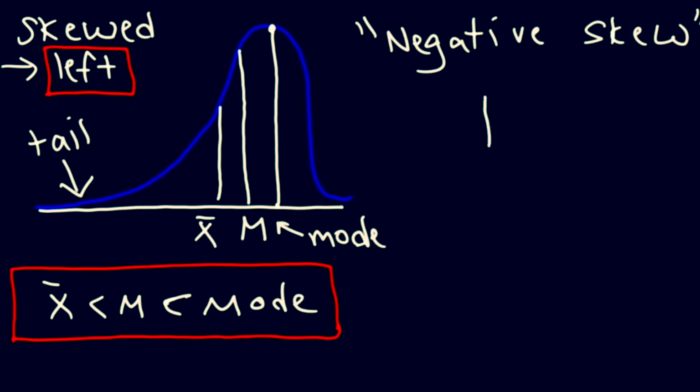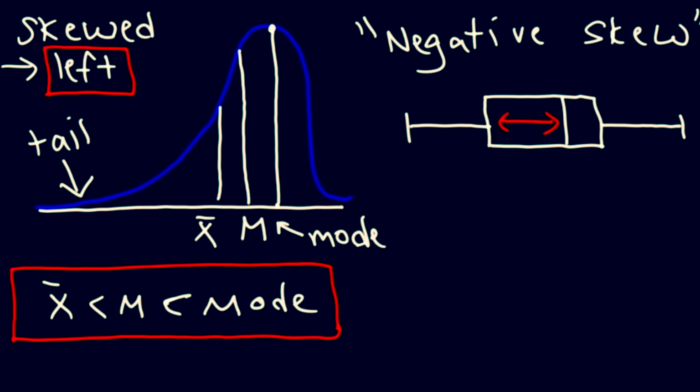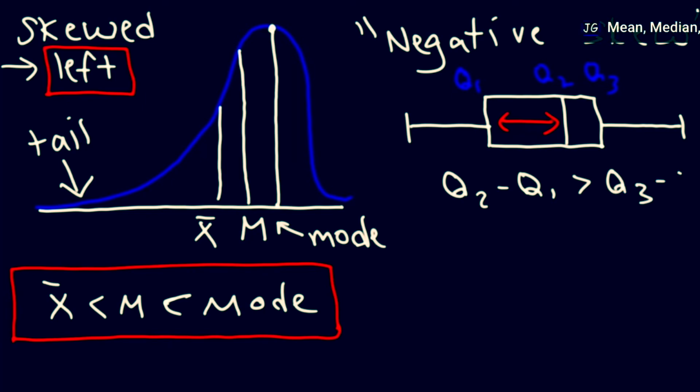So let's figure out the box plot for the left skew distribution. If we observe, the box at the left is longer, as shown by the red line there. That means Q2 minus Q1 will be longer or greater than Q3 minus Q2. So this is the case whereby the distribution is skewed to the left.